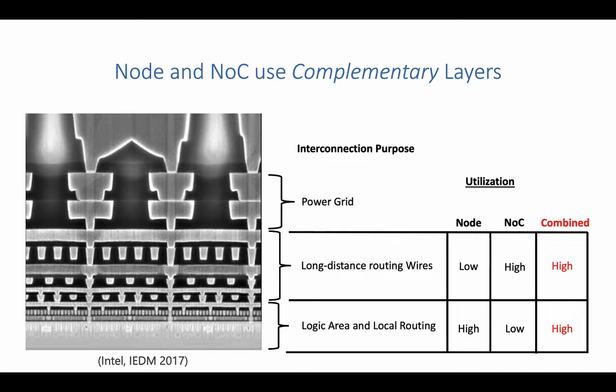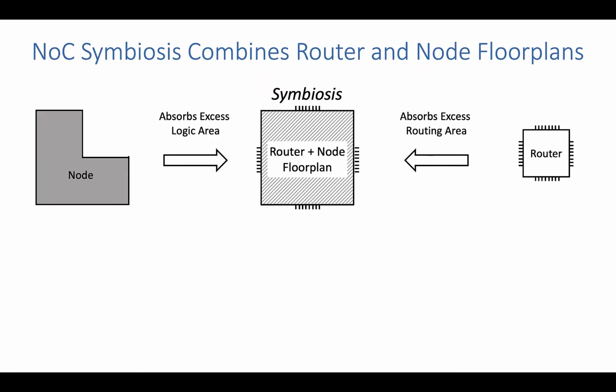This is the key idea behind NoC symbiosis: by combining the node and the NoC into a single symbiotic floor plan, the node will absorb excess logic area from the router, and the router will absorb excess routing area from the node. This design practice yields two extremely beneficial options.